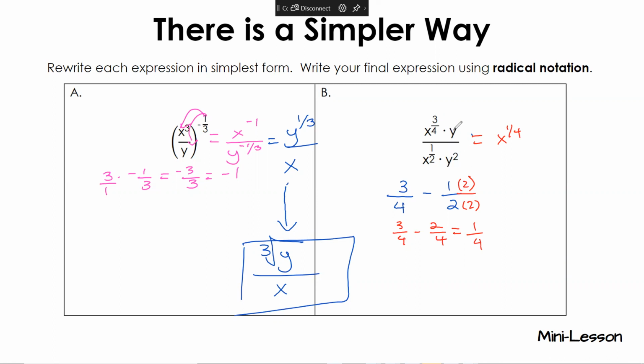Over here, we've got y's. We're going to subtract those exponents. So we've got 1 minus 2. 1 minus 2 is going to give us -1. So this is going to be y to the negative first. Again, they want us to write this out in radical notation. So in order to write this x to the 1/4 power in radical notation, we're going to say the 4th root of x to the first. And this negative exponent is going to go onto the bottom. So it's going to be y in the bottom.